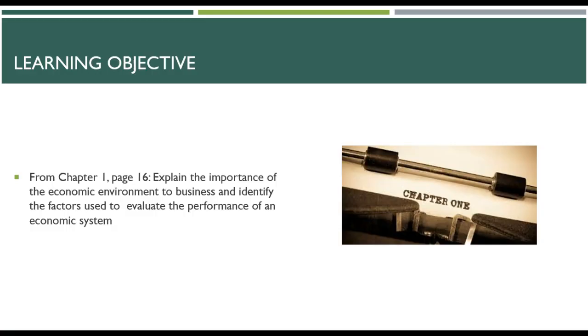Today's objective is to explain the importance of the economic environment to business and identify the factors used to evaluate the performance of an economic system. This live lesson focuses on textbook pages 16 through 23.